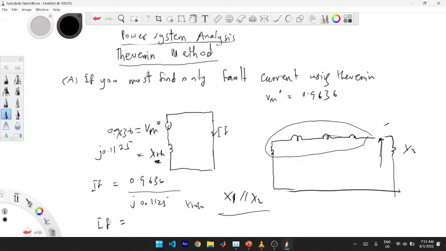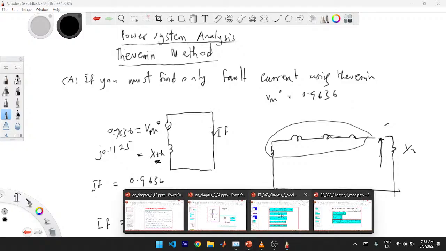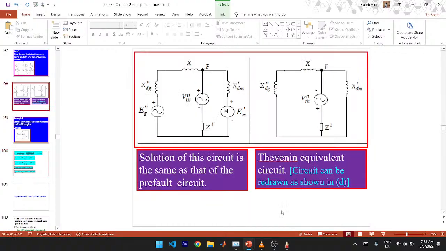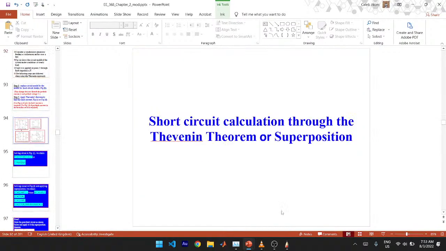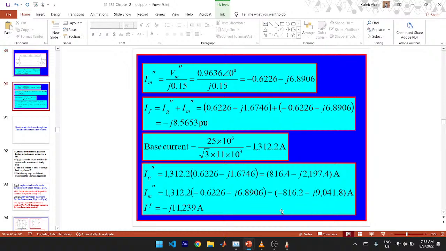Add the J to it. So you get minus J 8.565. So let's see, that's what we got as a fault current when we solve this one. So you can see fault current in per unit was this.